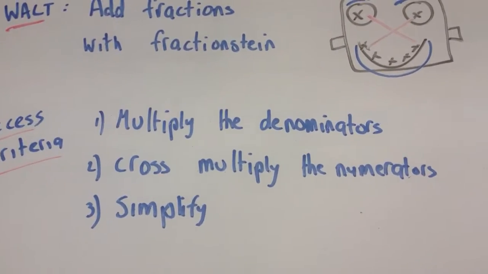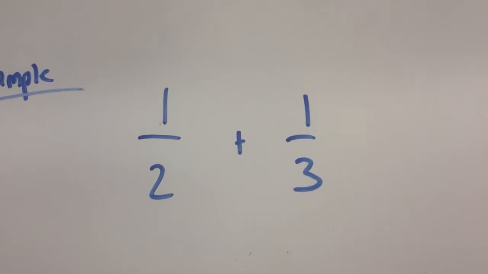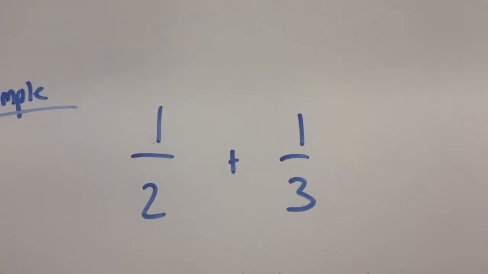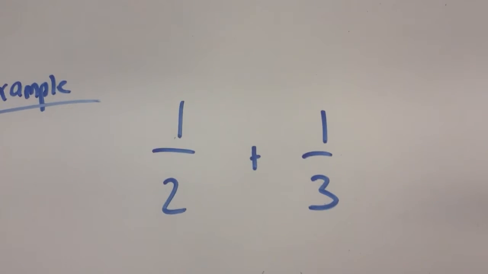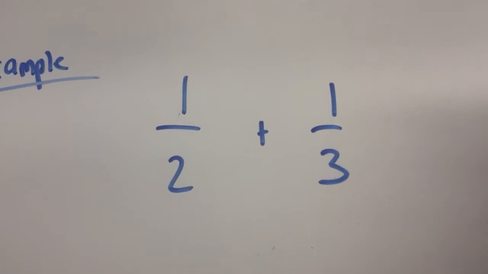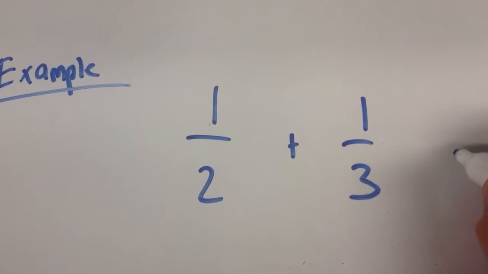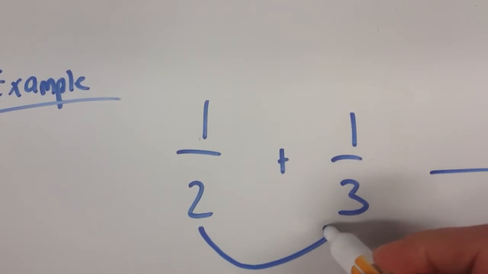Now here's what we do. If we get a fraction that says 1/2 plus 1/3, well, you'll know that you can't add these fractions together because their denominators aren't the same. So what we're going to do is cross multiply with Fractionstein and get our answer. So the first thing we do is we times the denominators. So here we go. We go 2 times 3.